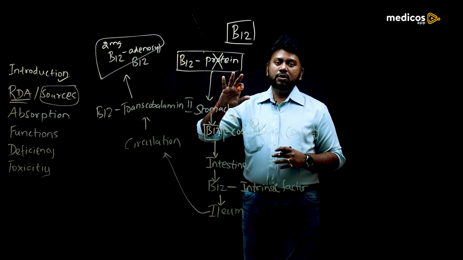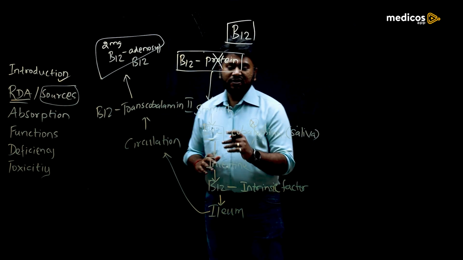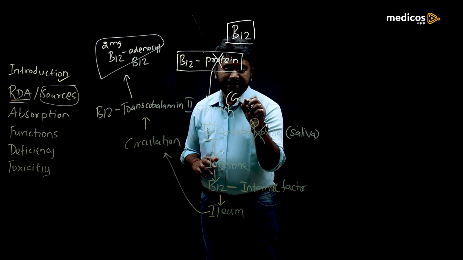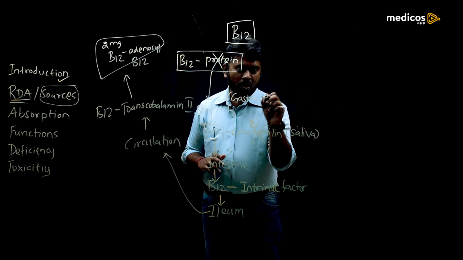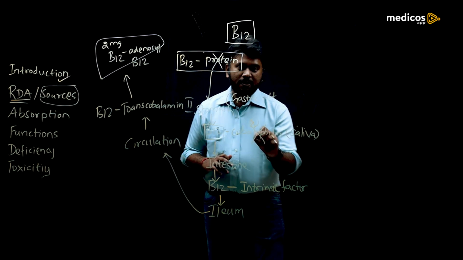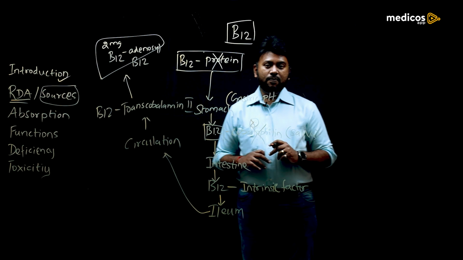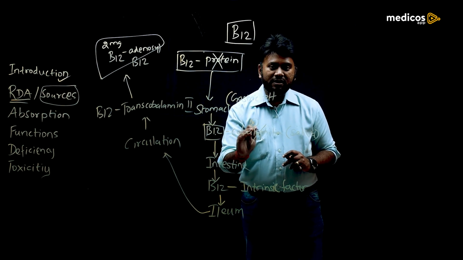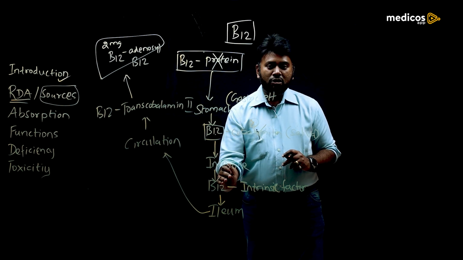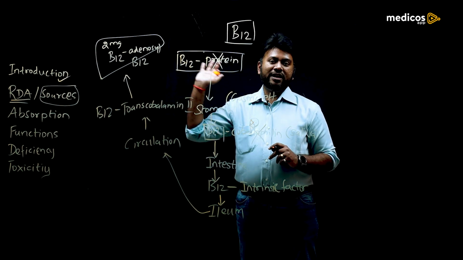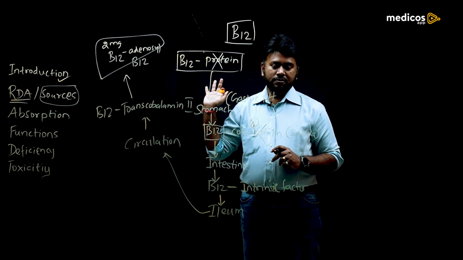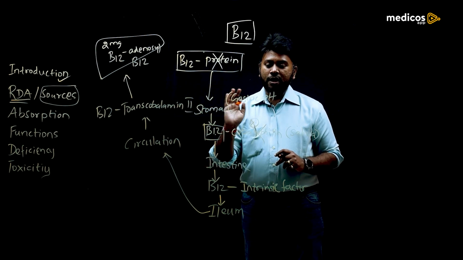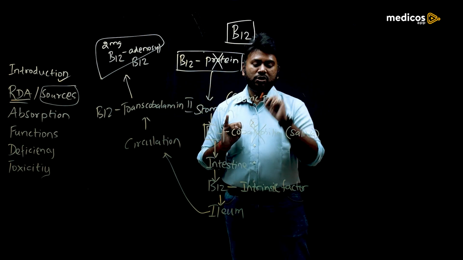So for absorption we need many things. What are they? First of all, gastric pH, acidic pH, is very important. Only then will the cobalamin be digested and B12 be released. If acid pH is not there, what will happen? Cobalamin will not be released from the bound form, it cannot bind to intrinsic factor, it cannot enter into the circulation, it cannot be absorbed. So gastric pH is the first thing which we need.